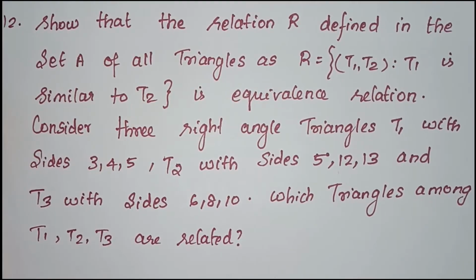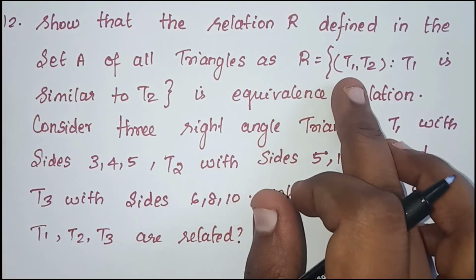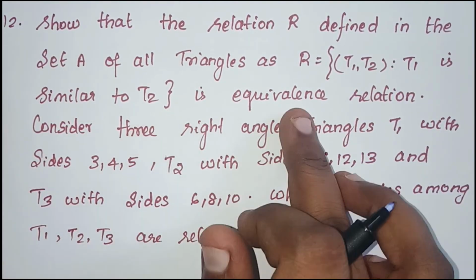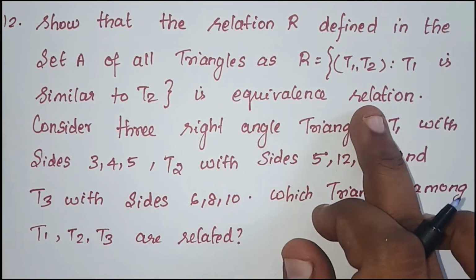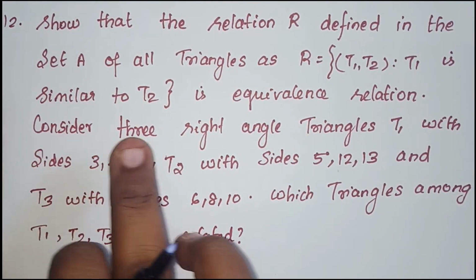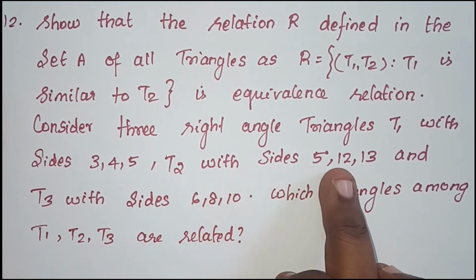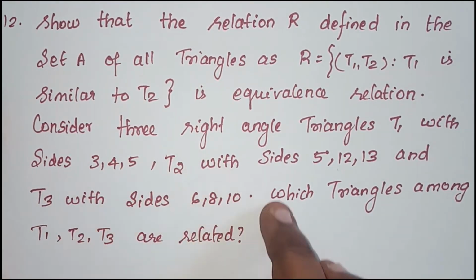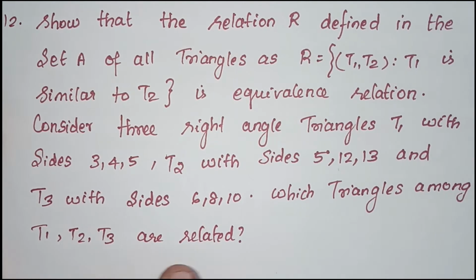Next, 12th problem. Show that the relation R defined in the set of all triangles. So set A consists of triangles. The relation given is the triangle T1 and T2, T1 is similar to T2. So the given relation is the two triangles are similar. So we need to prove the relation is an equivalence relation. Next part is consider three right angle triangles T1 with sides 3, 4, 5, T2 with sides 5, 12 and 13 and T3 with sides 6, 8 and 10. We need to prove how these triangles are related. Which triangles among T1, T2, T3 are related.